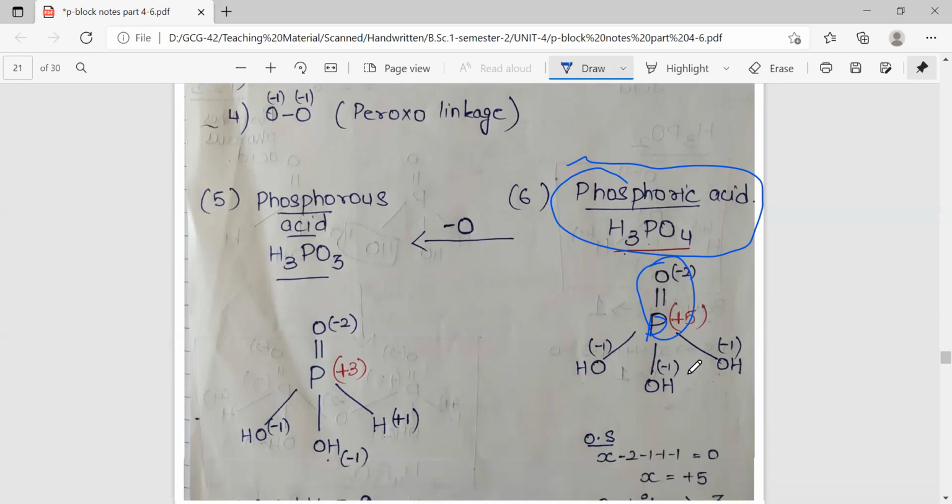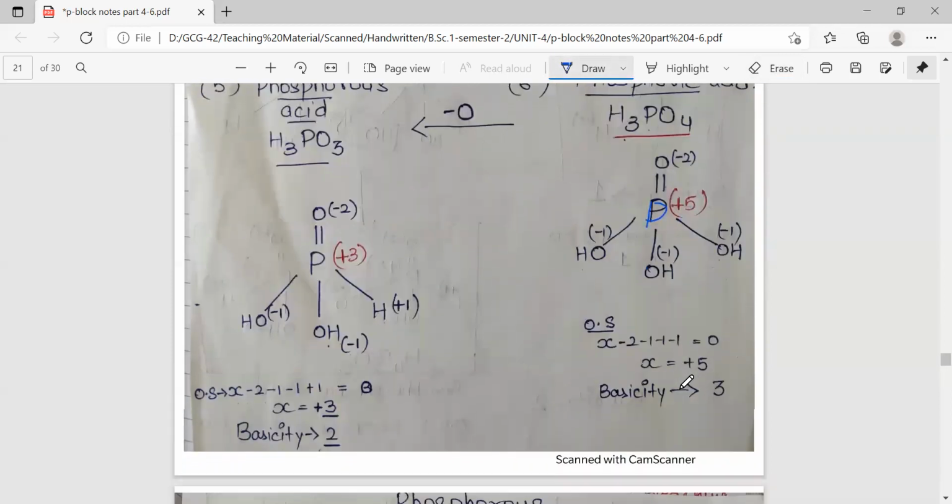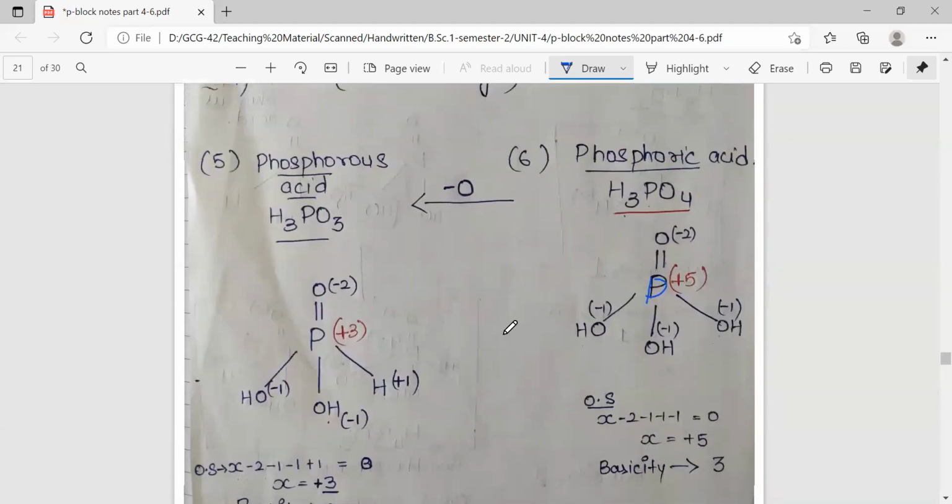So here, if you want to know the oxidation state, oxygen will have -2, and the OH groups -1, -1, -1. So that means X minus 5 is equal to 0. So from here, the oxidation number for phosphorus comes out to be +5. Also, basicity can be known from the number of OH groups attached. So here 3 OH groups are attached. So basicity is 3. Next thing is the anhydride, but that we are going to do in the end.